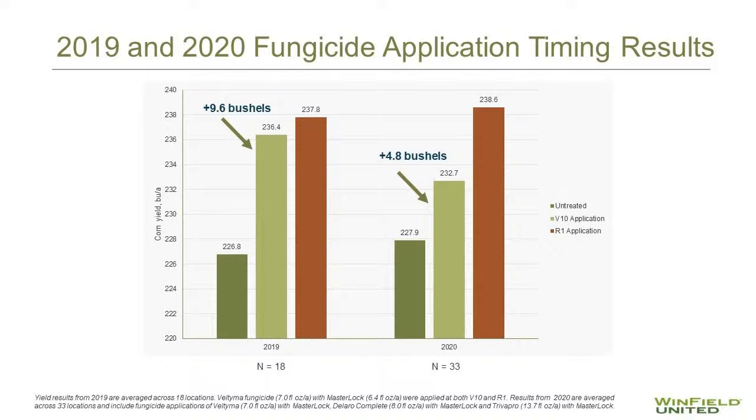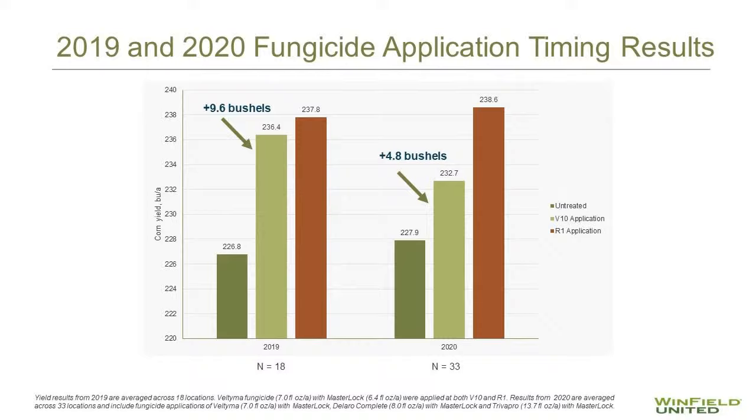And the reason for that timing around VT/R1 or tasseling is that we're really trying to protect the grain fill period of corn, and when we make that fungicide application at or around tassel time, we're positioning it at a time that allows it to have residual activity well into that grain fill period. And based on our answer plot testing and just the experience of the industry, we would agree that R1 application or tassel time application is the best time to make a fungicide application in corn if you were to pick one time to make that application.